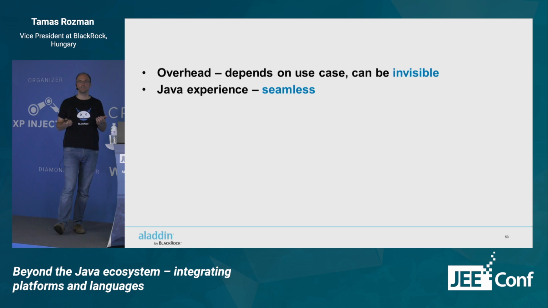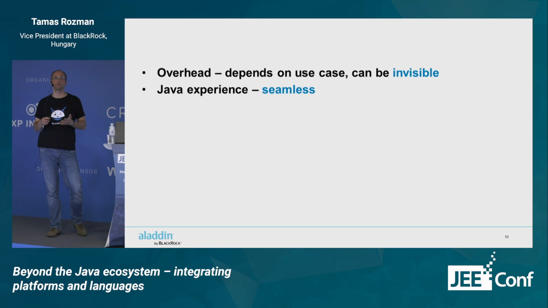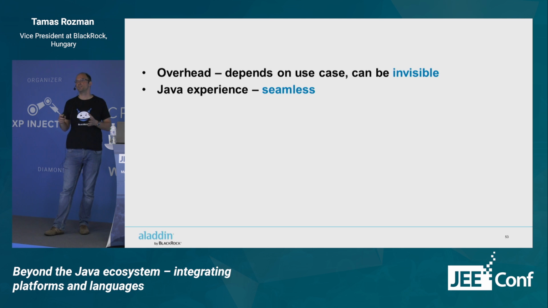We can do a seamless Java experience, so we can basically call Python just like a Java class, and essentially our application doesn't even know. I mean, this framework that I talked about doesn't even know that there's Python on the side. It just knows that there is a jar. It contains proper Java classes, and that's it.